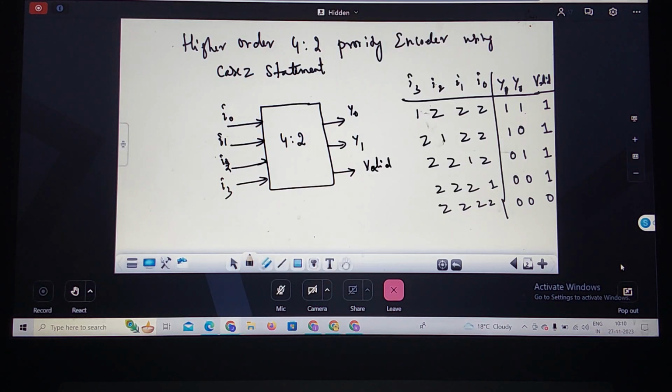Can you write a program to this? Write a program to this.